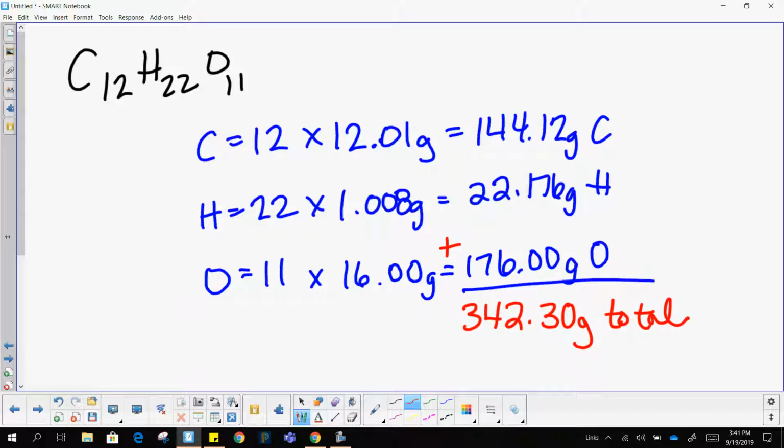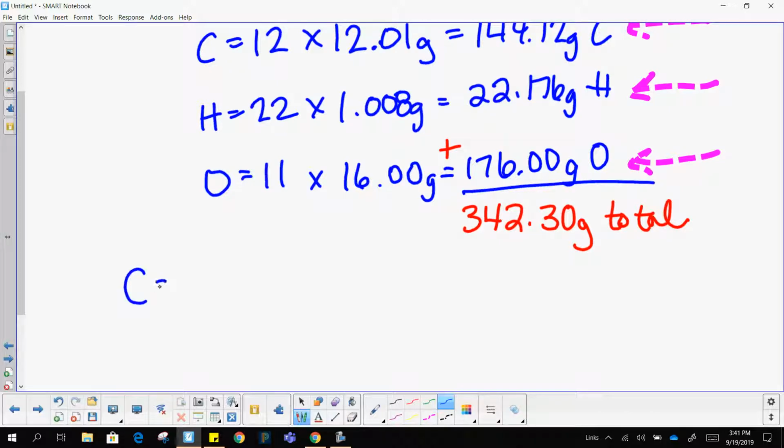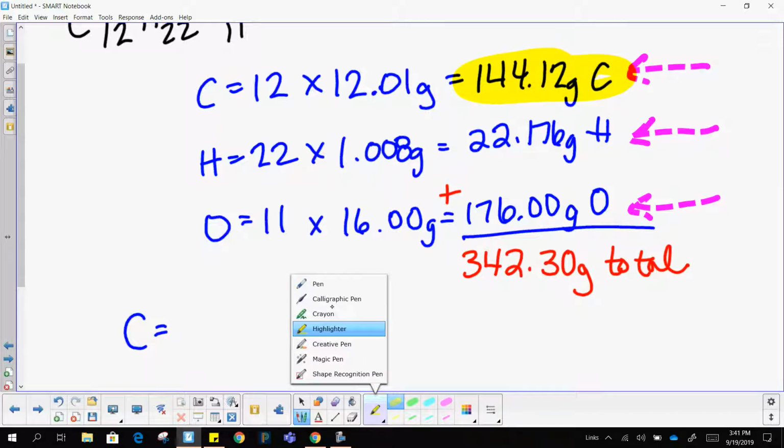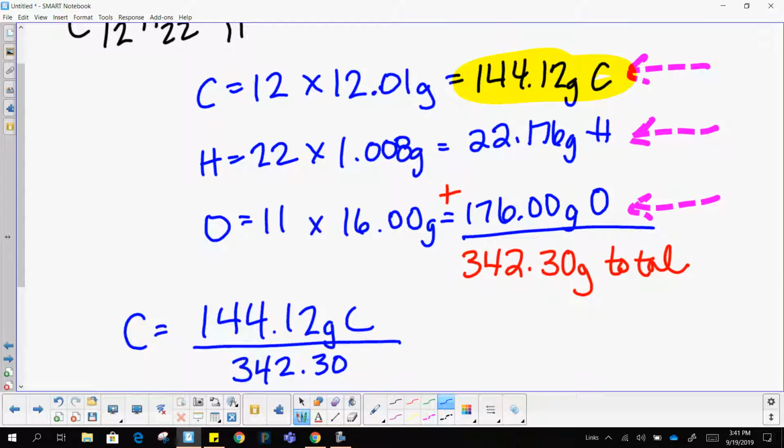So this is just the legwork. Now you want to find your percentages for each of these elements, which means you're going to use these numbers here and divide each one of those by the total mass and multiply by 100. So we're going to get started with that. If we want to start with the carbon, the mass was here. We're going to take that number and divide it by the compound mass, which is 342.30 total.